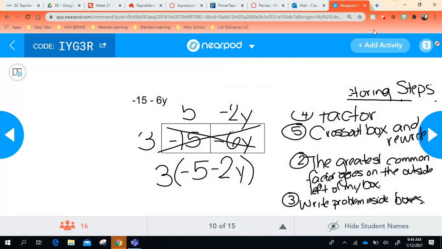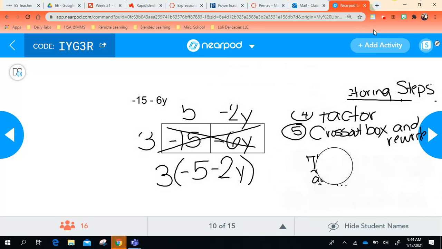Okay, I know we're done with steps 2 and 3. Are we done with steps 4 and 5? Almost? Yes.